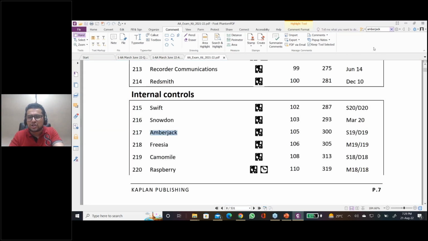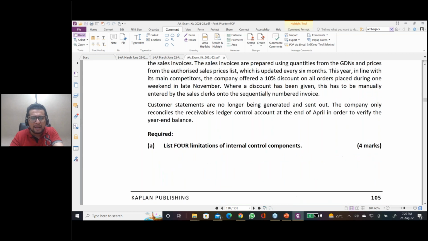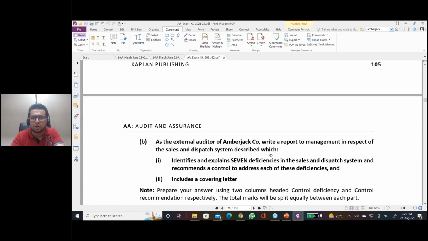So this is a question called Amberjack, and this is from December 19. Let me help you with 2 marks relevant to the exam requirement. Now, what about this exam requirement? List 4 limitations of internal control components. So this is a straightforward bookish knowledge.